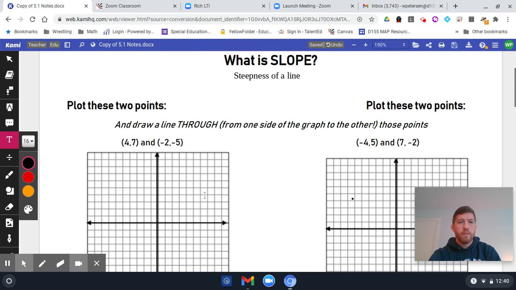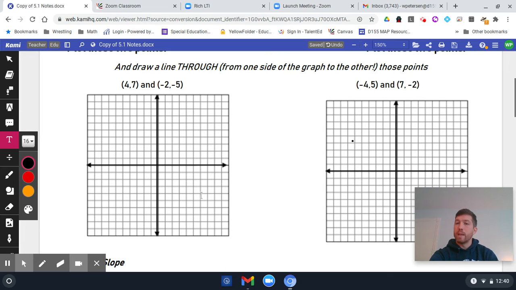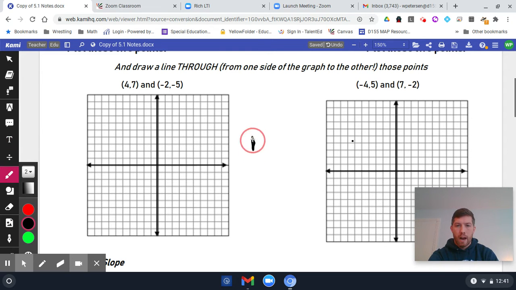All right. So there's two different ways to find slope. One, we can plot a line, and then we can calculate rise over run. And the other way is we can use a formula, which we'll do down below. Okay, but for now, we'll do the rise over run. That is one way to find slope.